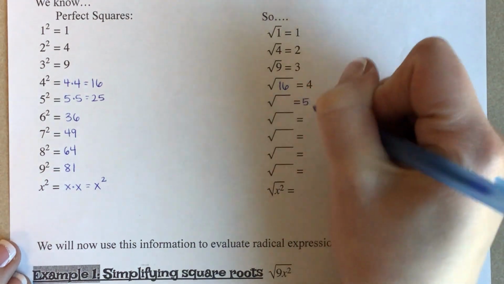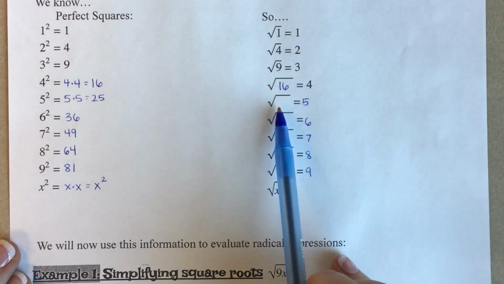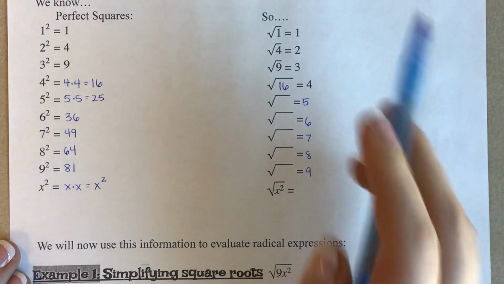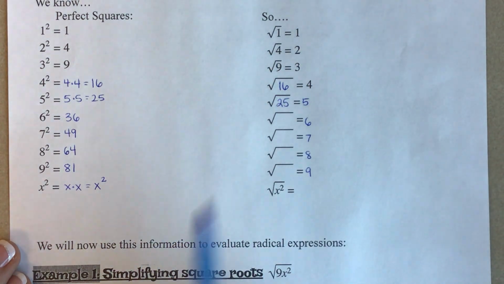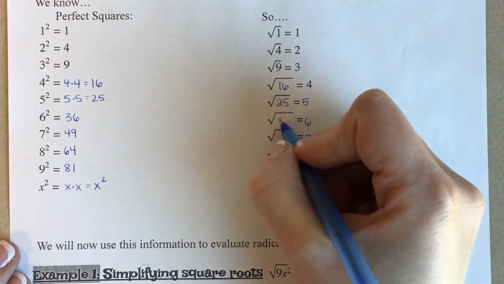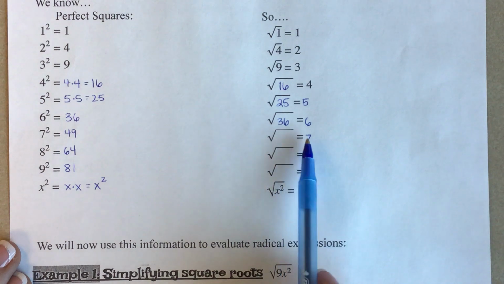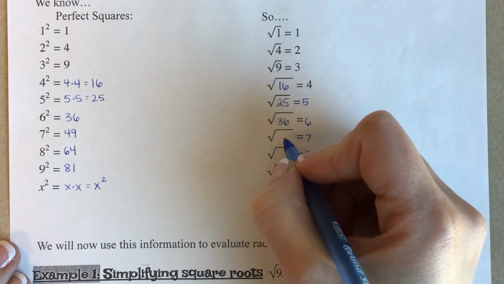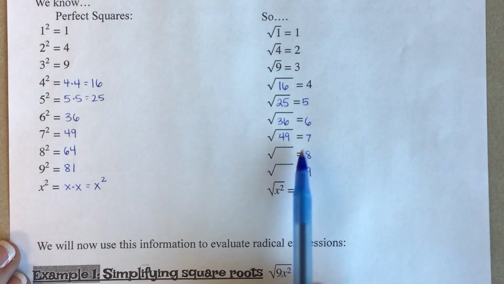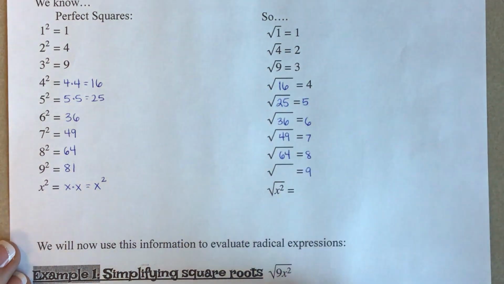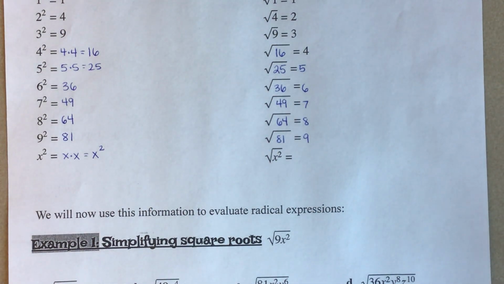Now, if we are to keep following this pattern, what is going to need to be inside the radical to get a 5? Well, that's going to be 25, because the square root of 25 is 5. The square root of 36 is 6. The square root of what gets me 7? Well, that's going to be 49. And the square root of 64 gets you 8, while the square root of 81 gets you 9.